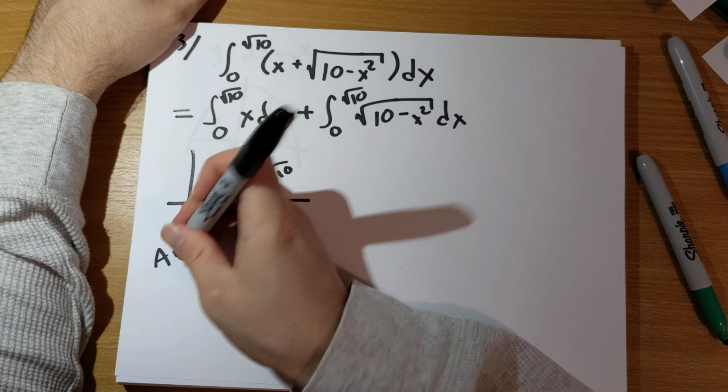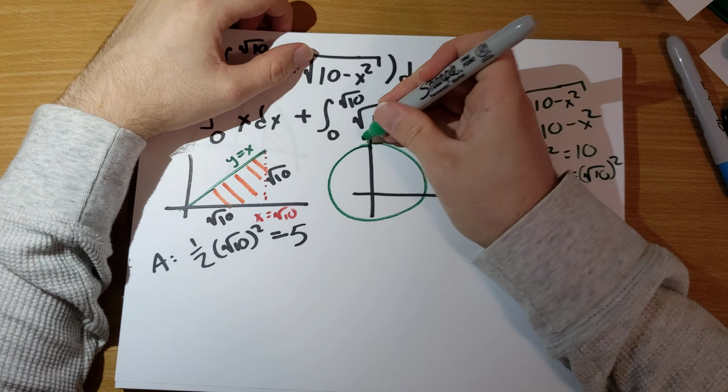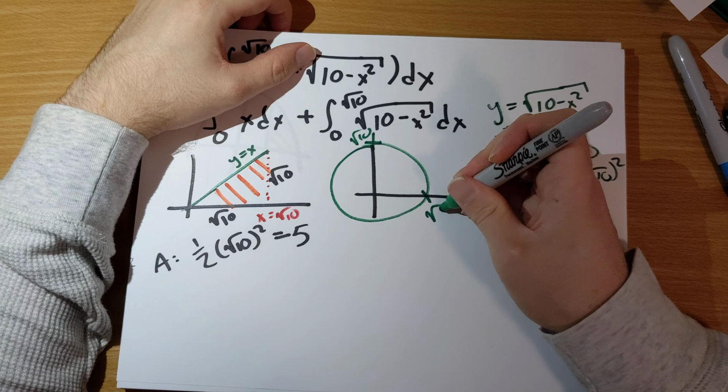Okay, how about this integral over here? So we're thinking about the curve y is equal to the square root of 10 minus x squared. Squaring both sides gives us y squared is equal to 10 minus x squared, or x squared plus y squared is equal to 10. What is going on with this right here? This is a circle of radius square root 10 centered at the origin. And we have an intercept here at square root 10, and an intercept here at square root 10.